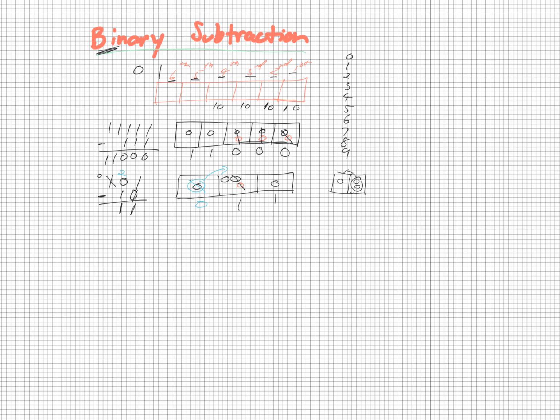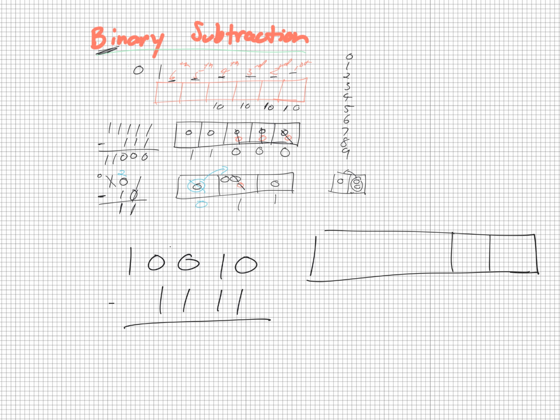What if we have something like 1, 0, 0, 1, 0, and I'm subtracting 1, 1, 1, 1 from this? What's going to happen here? Well, I'm going to build my counter system again. 1, 2, 3, 4, 5. There are 5 place values, so I'm going to build my little row here. I'm going to put my counters in. There's a counter in the 5th column and a counter in the 2nd column. I have anti-counters in 1, 2, 3, 4 of the spots.